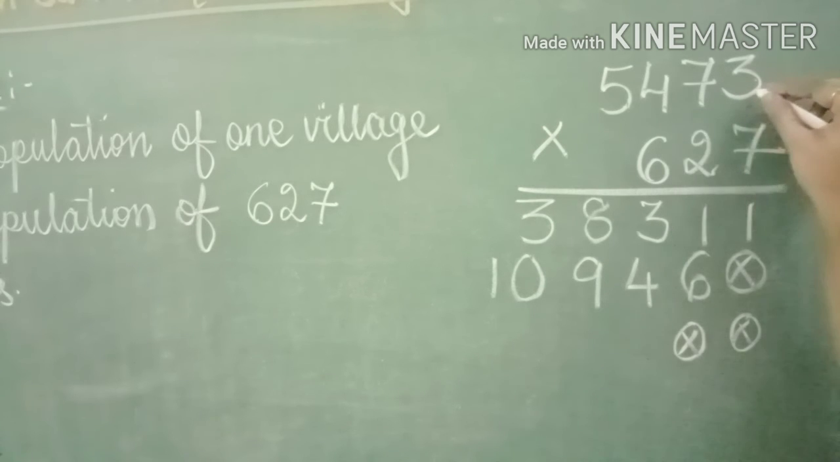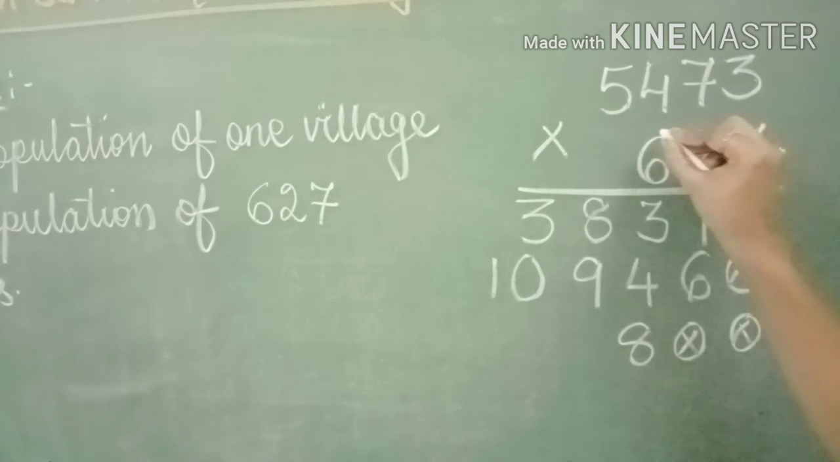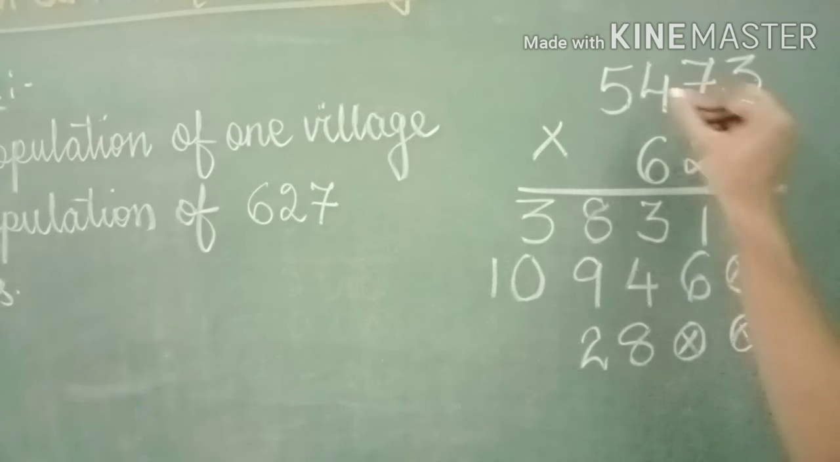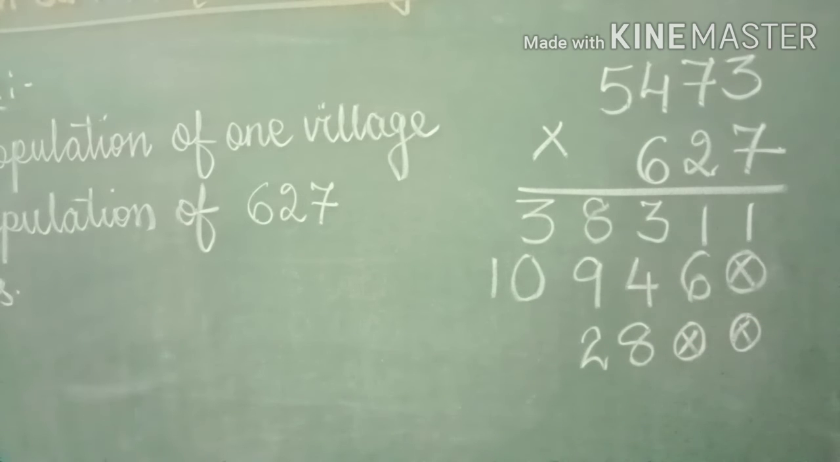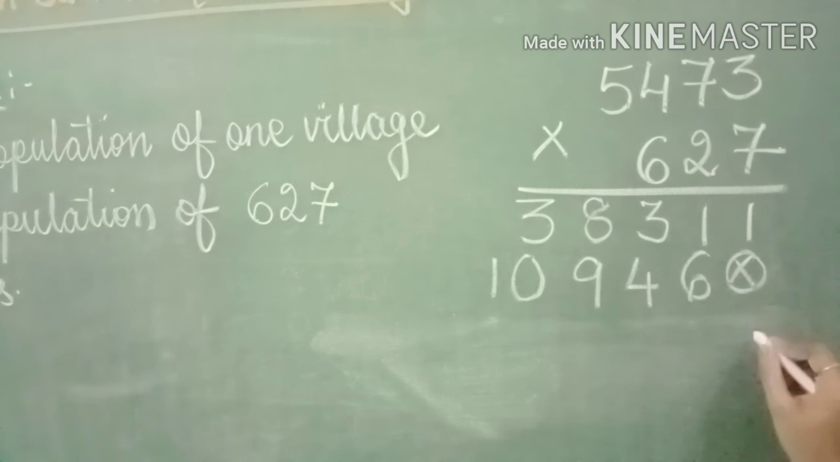Then we are to multiply 6 3s. 6 3s is 18, 1 carried up, 8 written down. 6 7s is 42, 4 carried up, 2 written down. 6 4s is 28, 28 plus 4 becomes 32, 3 written, 2 carried. 6 5s... with 6 3s, before that we have to write 0.